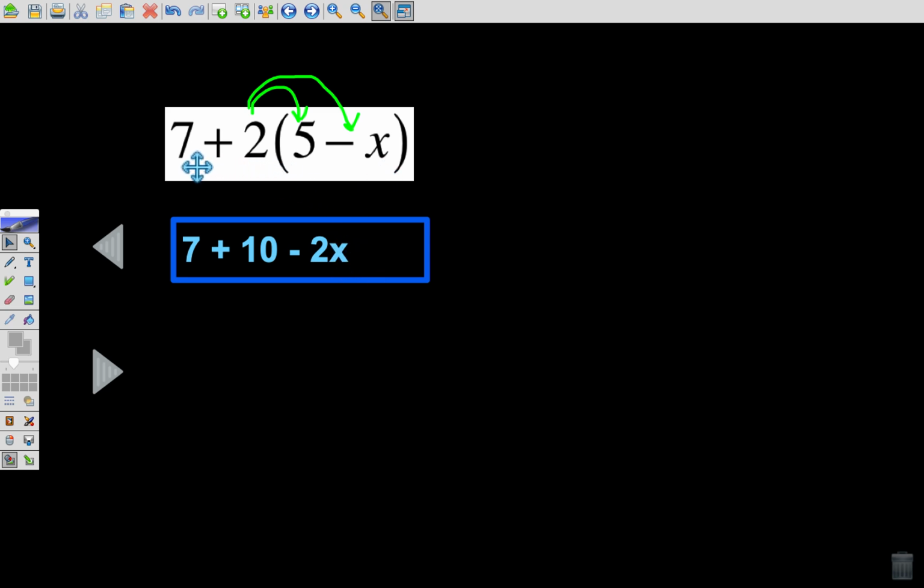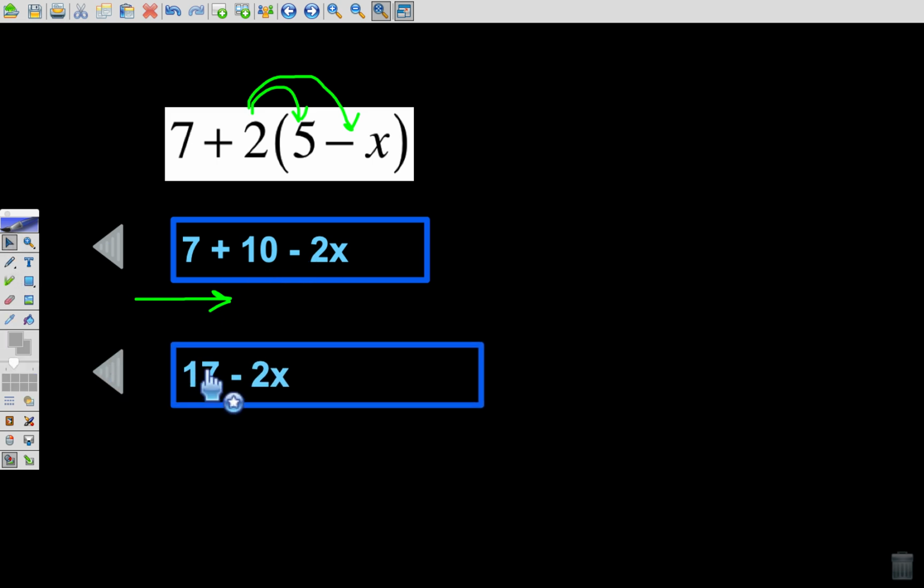So notice you're not distributing the 7. You are not adding 7 and 2, because if you listen, it's 7 plus 2 times a quantity. Multiplication gets done first. So our result now is 7 plus 10 minus 2x. So we're going to combine like terms, and again, we read in a left to right order. So 7 plus 10 gets done, and that's 17. And then we keep the minus 2x, since it is not the same kind of term as the number term. That would be your final answer.